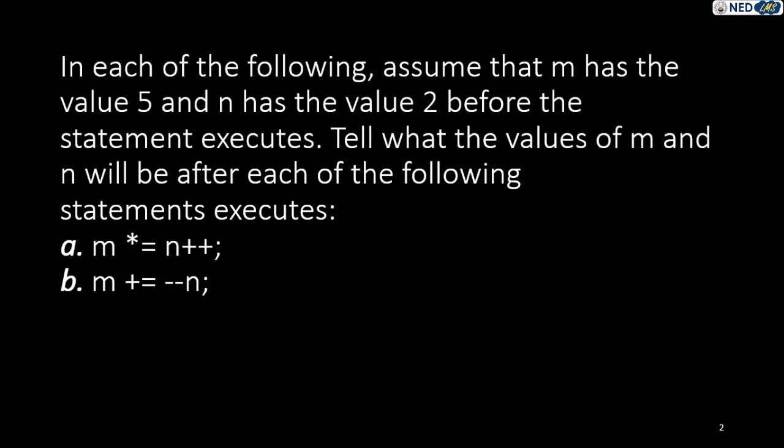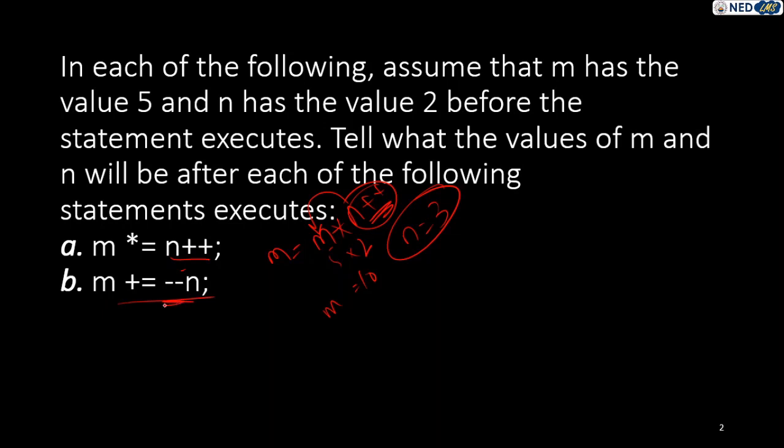Whenever you are in doubt, always use parentheses, so that you are sure which part of the expression evaluates first, and so on. Here, I can just write m equals m multiplied by n plus plus. This is going to happen next. First, the value of n is multiplied with m. So m is 5 and n is 2, that will be 10, m equals 10, and then n plus plus happens, and the value of n would be 3.